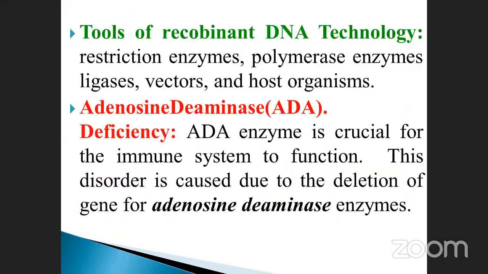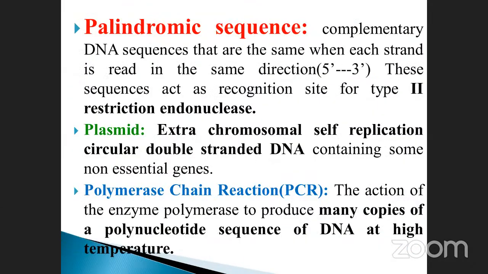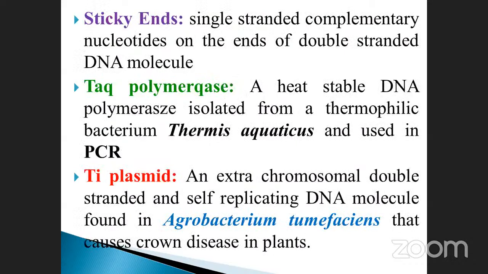Before that, we summarize all the things we already discussed. One is the polymerase chain reaction. Here, DNA, so recombinant DNA we will obtain, how will it be? What are restriction enzymes? What are stem cells? And sticky end. What is the meaning of sticky end?